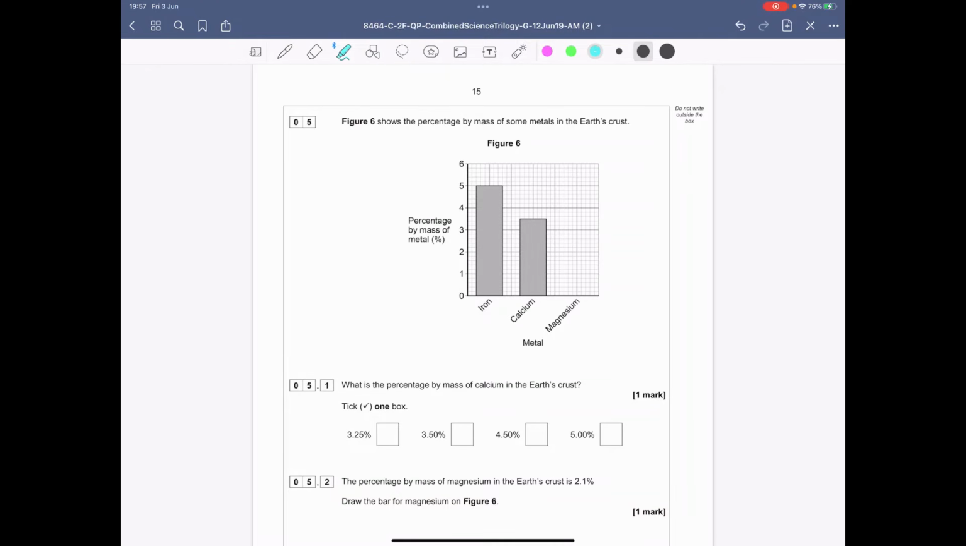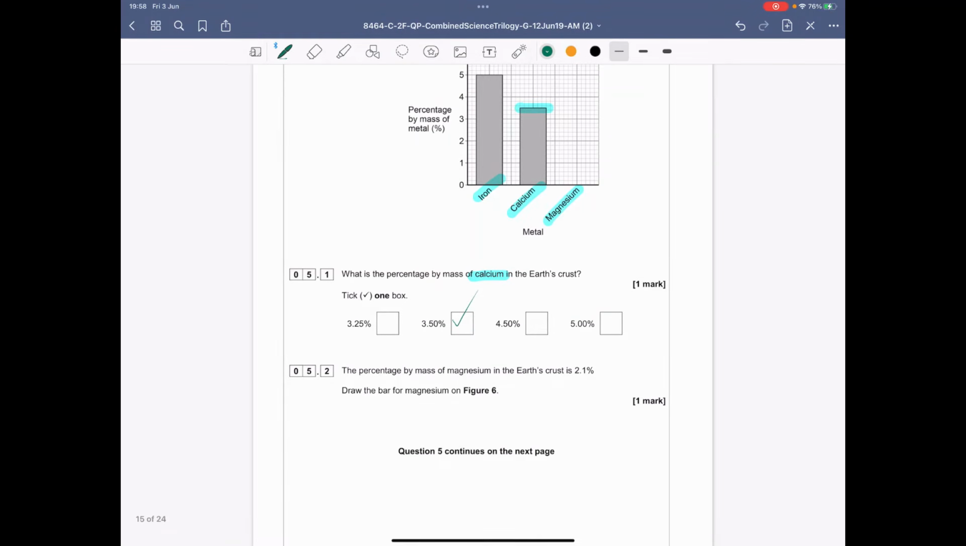Question number 5 then. Figure 6 shows the percentage by mass of some elements in the Earth's crust. So you've got iron, calcium and magnesium and their percentages. What is the percentage by mass of calcium in the Earth's crust? So we look at calcium, and this is just reading a graph. Well, we can see it's halfway between 3 and 4, so therefore it would just be 3.5%.